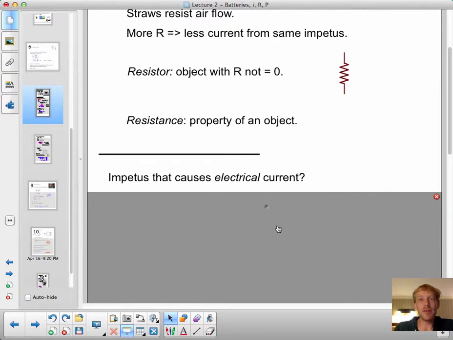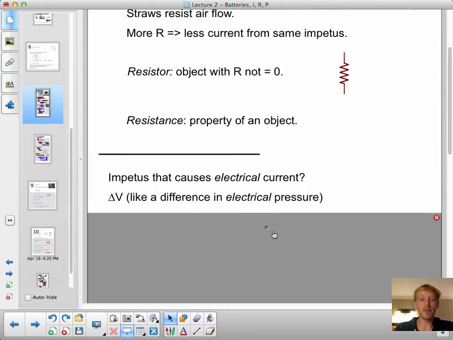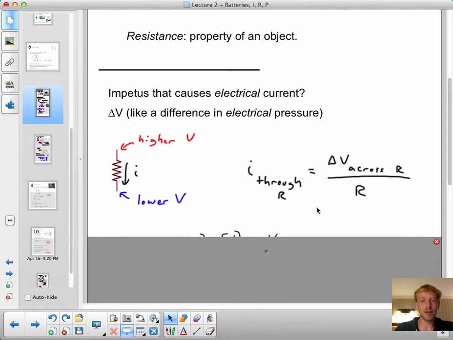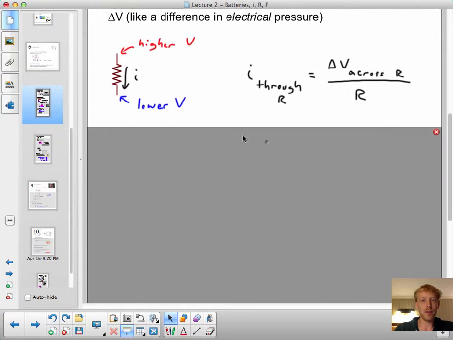All right, so the impetus that caused air current to flow was the difference in air pressure created by your lungs. The impetus that causes an electrical current to flow is the difference in voltage created by a battery. It's like a difference in electrical pressure, the EMF of the battery. So if I have a region of higher electrical pressure and a region of lower electrical pressure, that will cause current to flow across a resistor, across something that resists the flow of current.